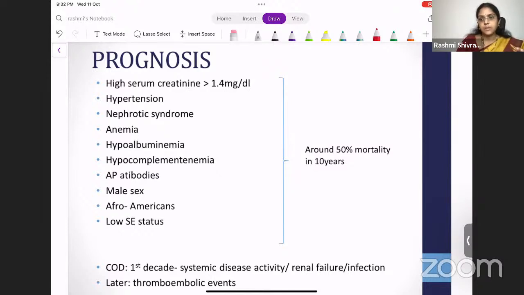Infection is also a very important complication in SLE, because of the heavy doses of immunosuppression that we are giving the patient.